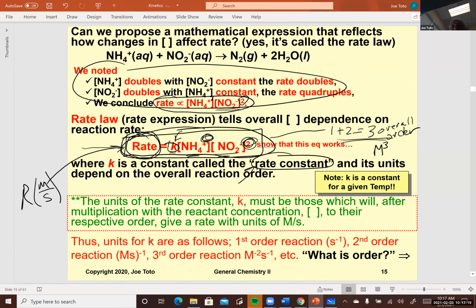So if it's third order, I have too many molarities there, right? So the units of K, for this instance, are going to have to take 2 of those molarities away. And it's also going to have to give me per second. So for a third order reaction that gives a rate law with an overall third order, the units of K must be 1 over molarity squared times seconds.